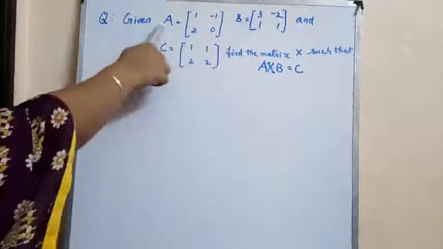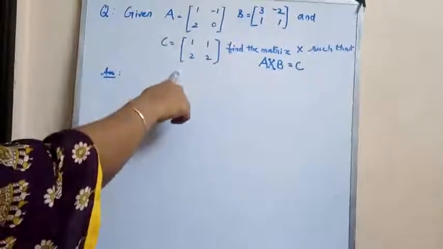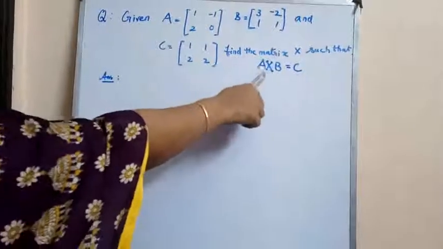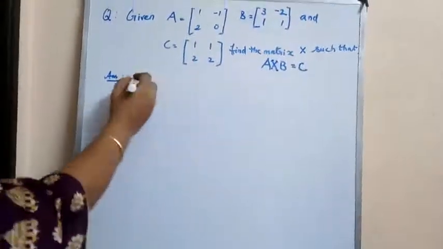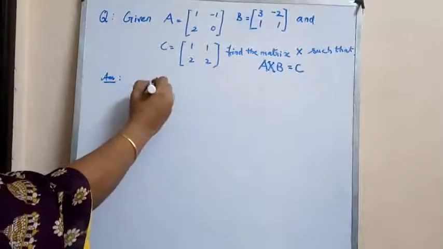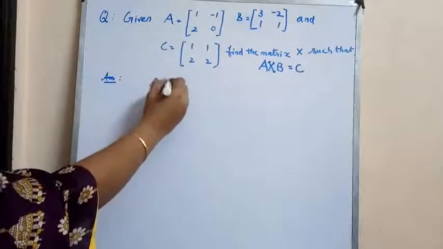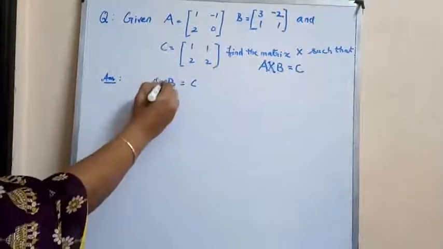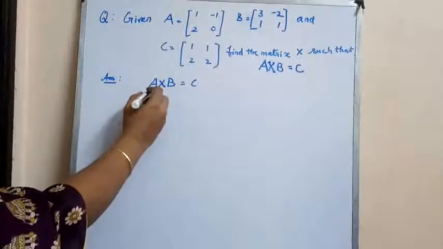Here we are given three matrices A, B and C. We have to find the matrix X such that AXB is equal to C. Okay. So now we are given that AXB is equal to C. This is not a multiplication symbol. This is X. Okay, capital X.